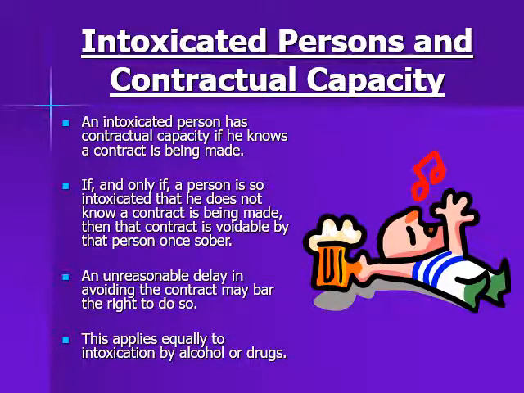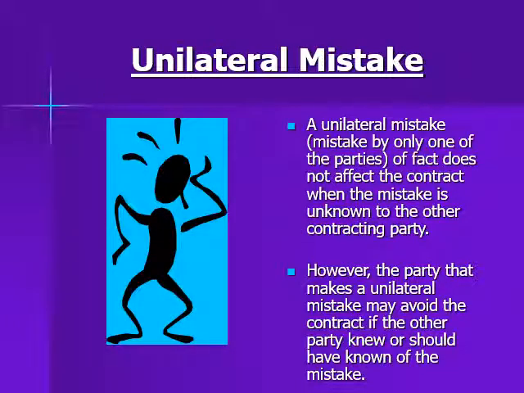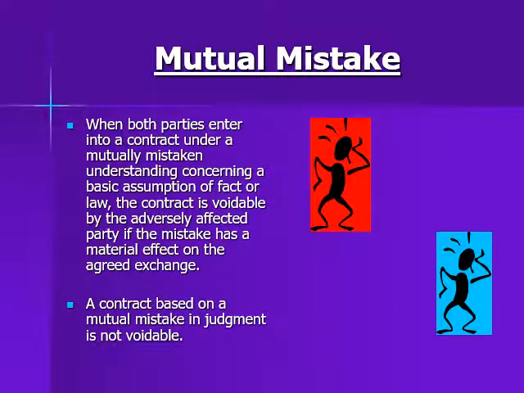Intoxicated persons: if a person is so intoxicated they don't understand they're entering into a contract, they can disaffirm or get out of the contract. This includes intoxication by alcohol and also drugs. A unilateral mistake is a mistake by only one party. If the other party is aware of the unilateral mistake, or should have been aware of it, then you can disaffirm the contract. But usually you cannot disaffirm a contract based on a one-sided mistake. With a mutual mistake, where both parties have made a mistake, the contract can be disaffirmed on that basis.